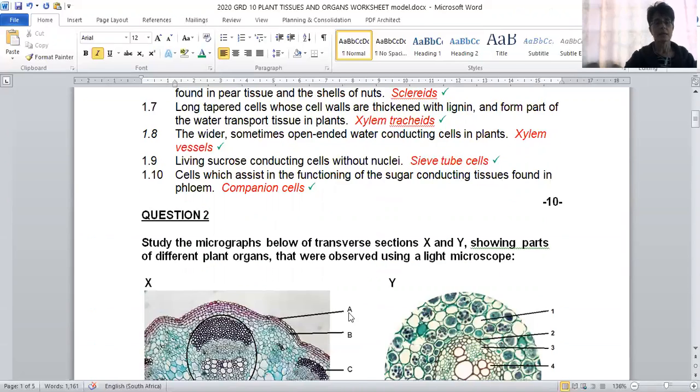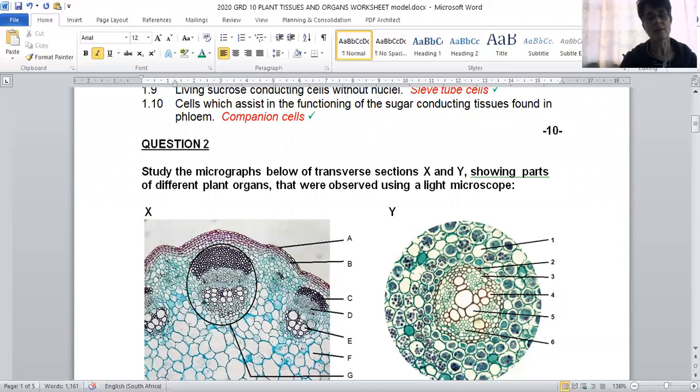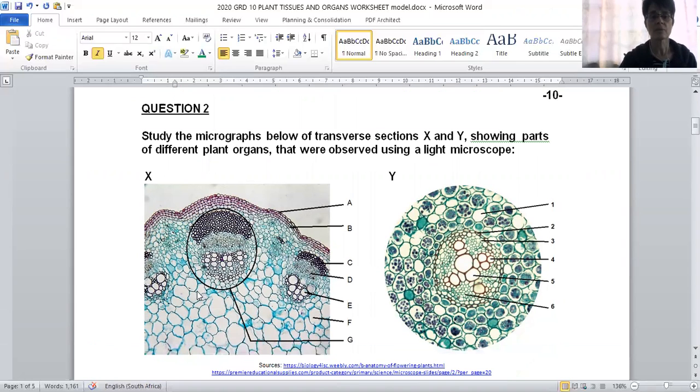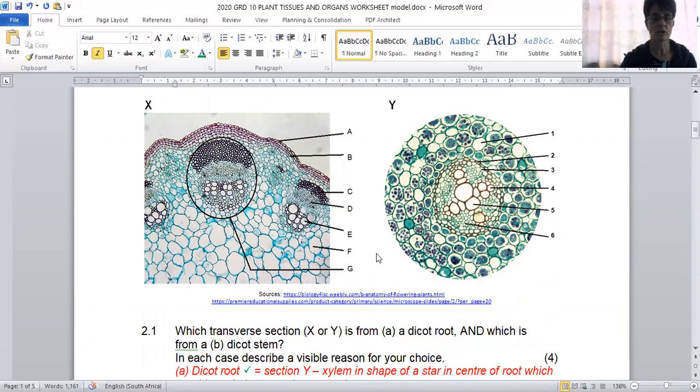Okay. Right, then I gave you 2 micrographs, photographs of plant tissues, parts of plant tissues that have been stained, different plant organs, and they were both observed using the light microscope. Which transverse section is the dicot root? This one is the root. All right, so it's section Y, dicot root, section Y.